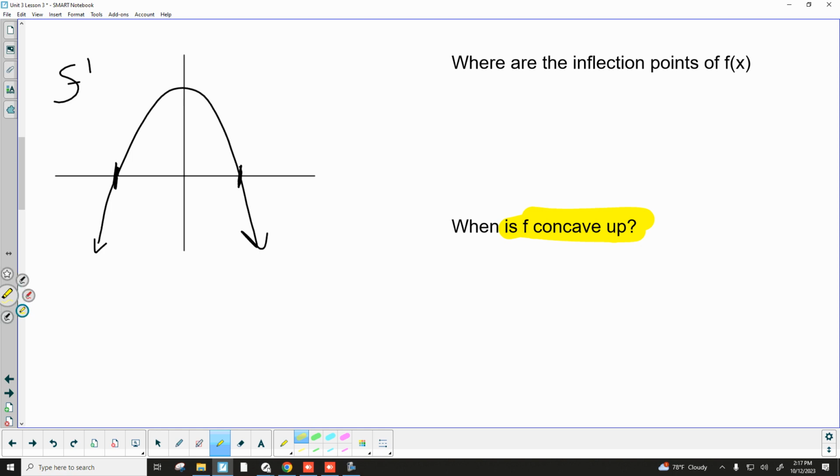F is concave down means f prime is doing this, means f double prime is this. Did you get it right? I wrote the chart. Okay, well, what's the answer? No, you're not starting with the chart. F is concave up when f prime is going up, when f double prime is positive. This is what I mean by start with the chart. Draw this.